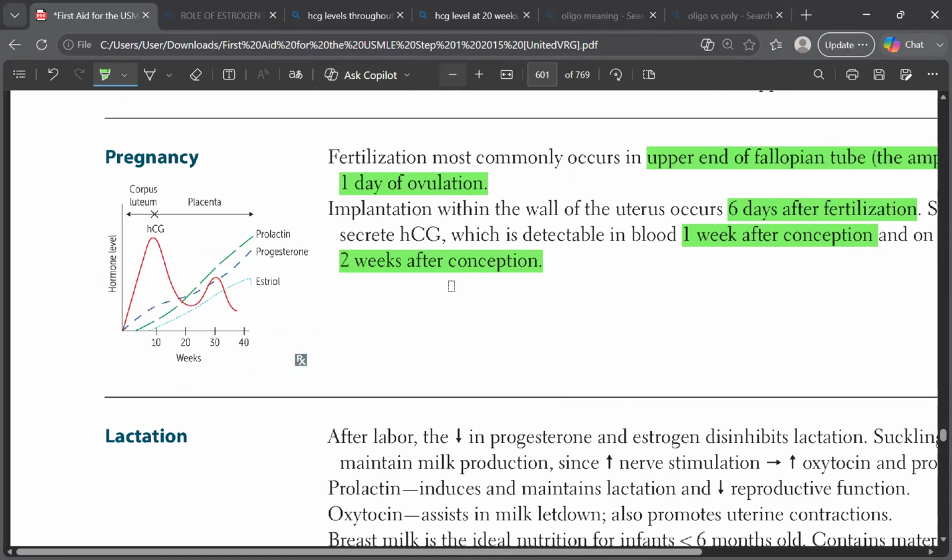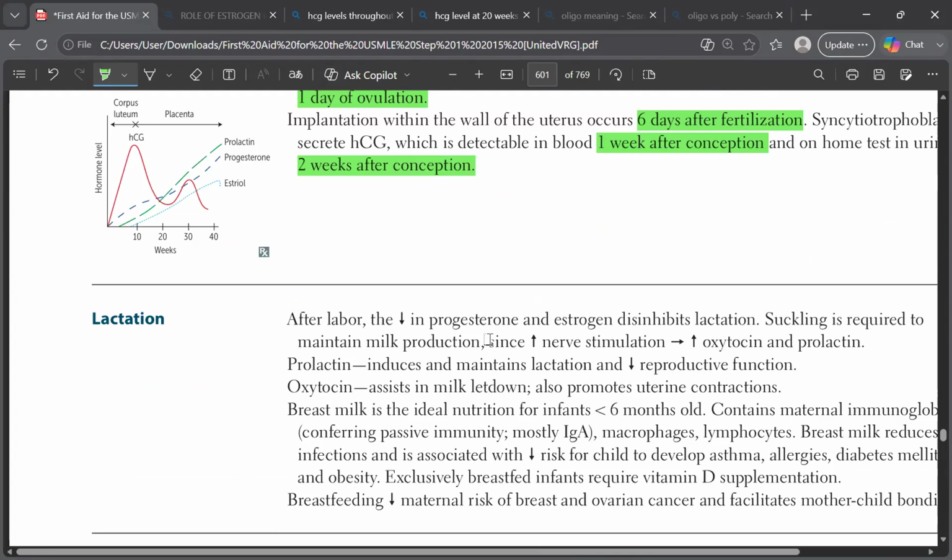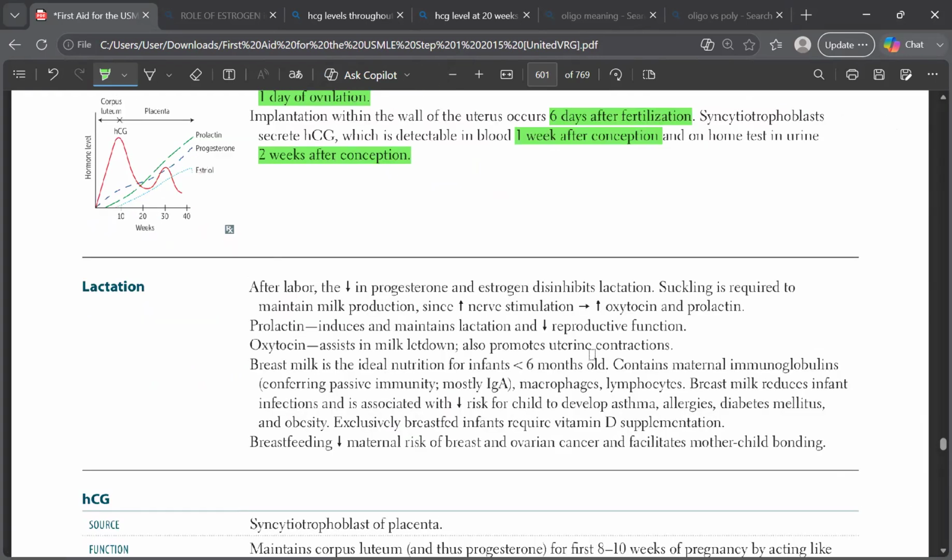Then we have lactation. After labor, the decrease in progesterone and estrogen disinhibits lactation, which is basically that the decrease in estrogen and progesterone causes lactation.